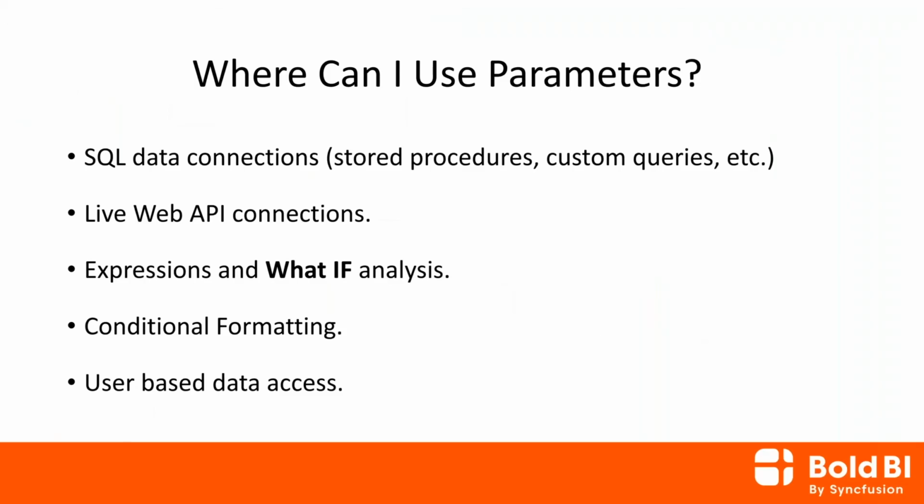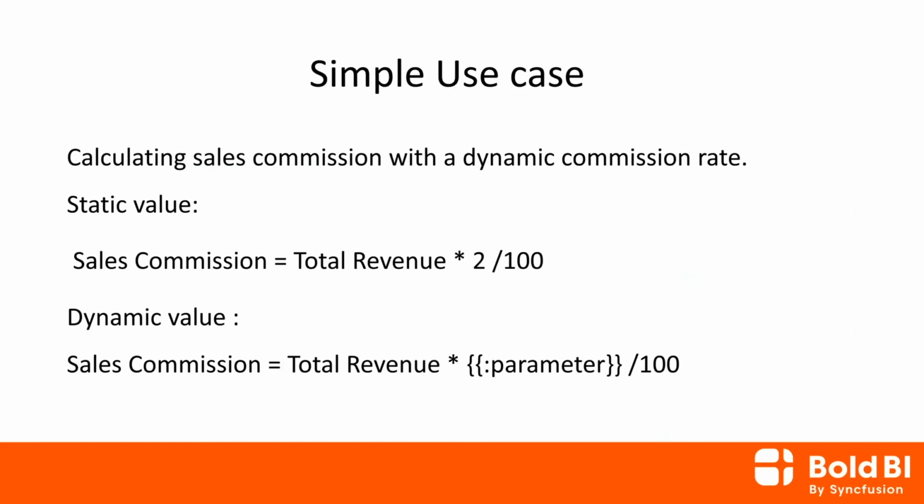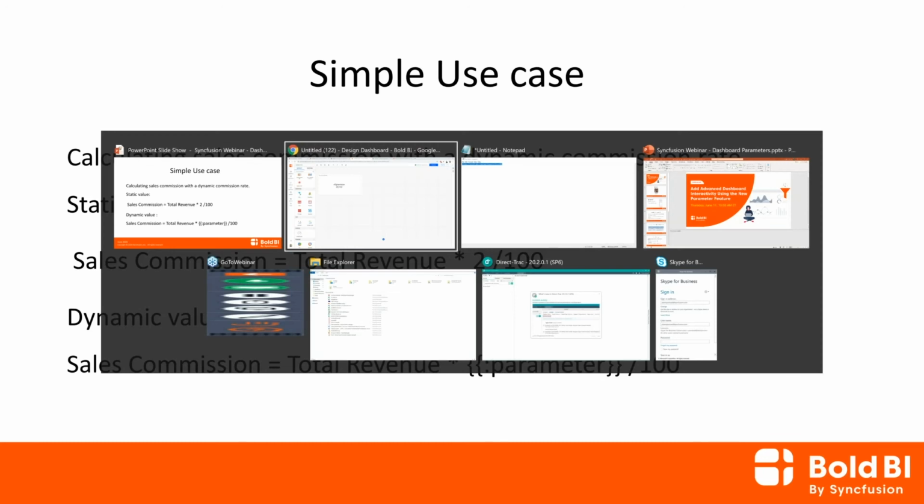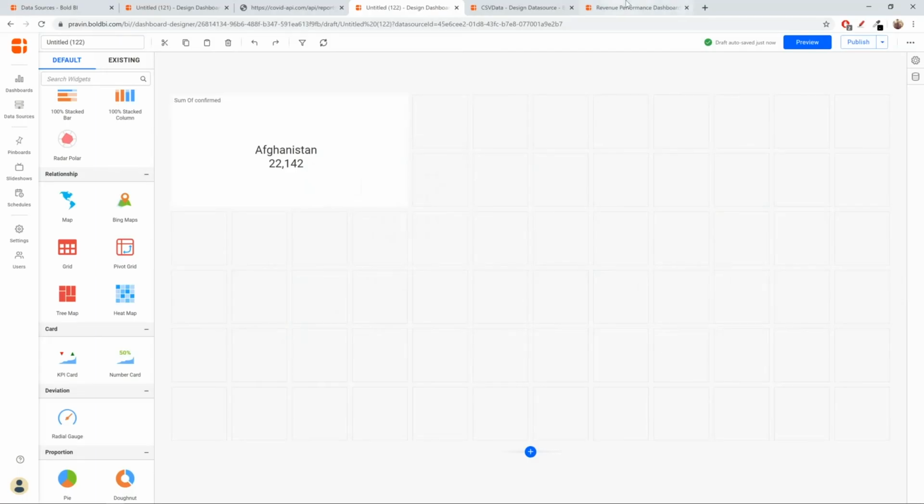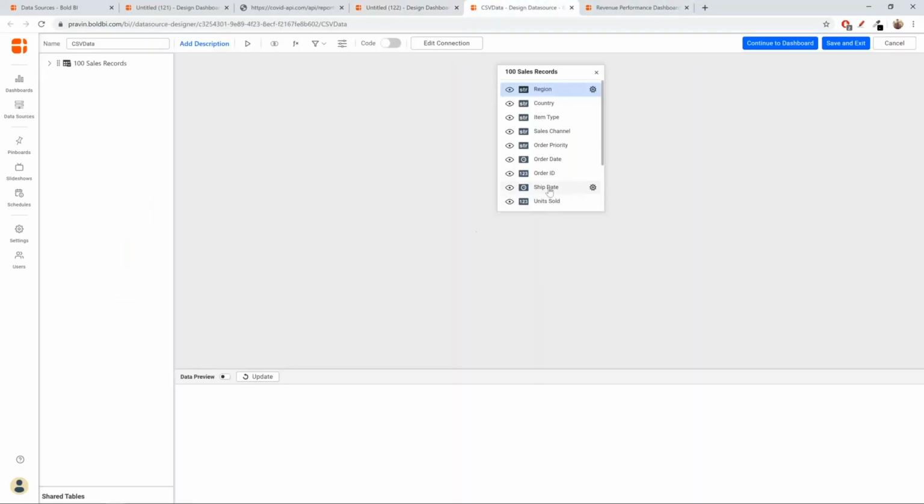The third one is using the parameter in expressions for what-if analysis. Let's see the first example that we saw before, calculating the sales commission using a dynamic commission rate. I'll demonstrate the same example here with the data that I have, imported from a CSV. It has fields like region, country, sales, total revenue, profit, and so on. I'm going to calculate the sales commission using the total revenue field.